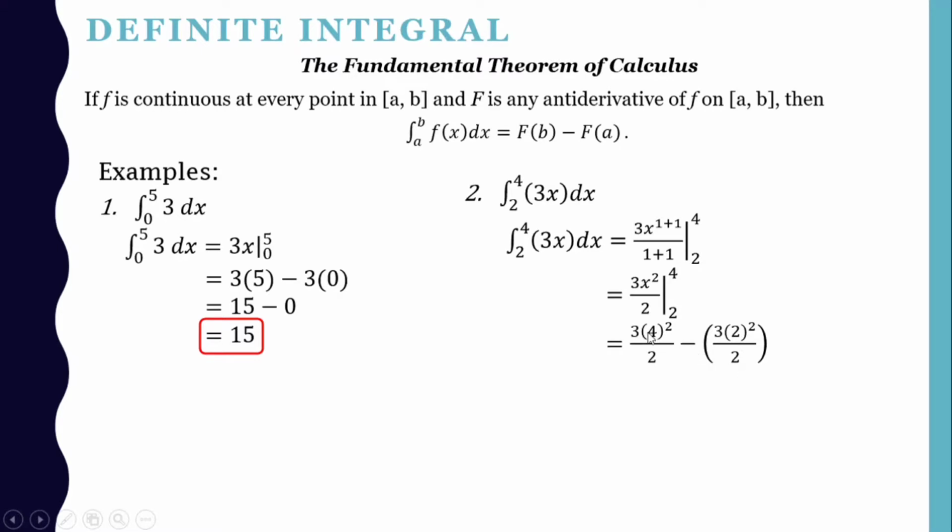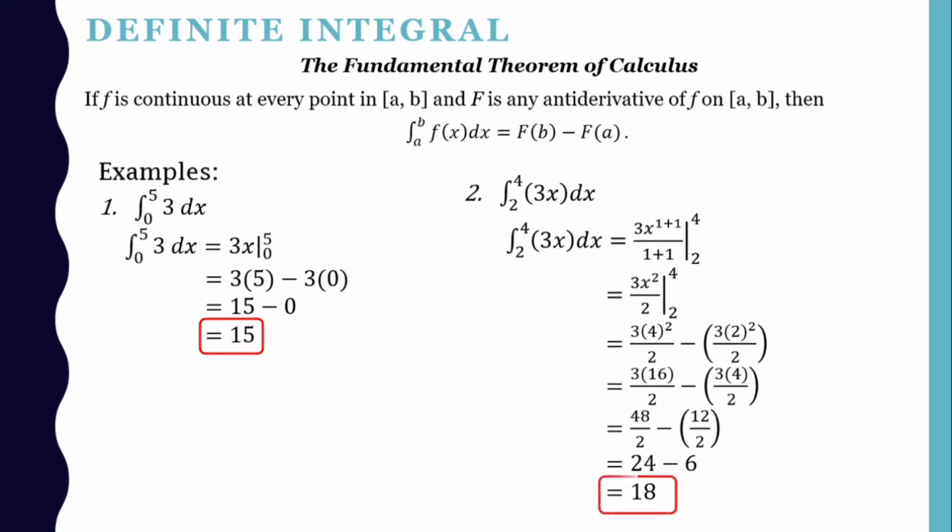So 4 squared is 16. So you have 3 times 16 divided by 2 minus 2 squared is 4, so that's 3 times 4 over 2. 3 times 16 is 48. So we have 48 over 2 minus 3 times 4, that's 12 divided by 2. So 48 over 2 is 24 minus 12 over 2 is 6. 24 minus 6 is 18. So the definite integral of 3x dx from 2 to 4 is 18.